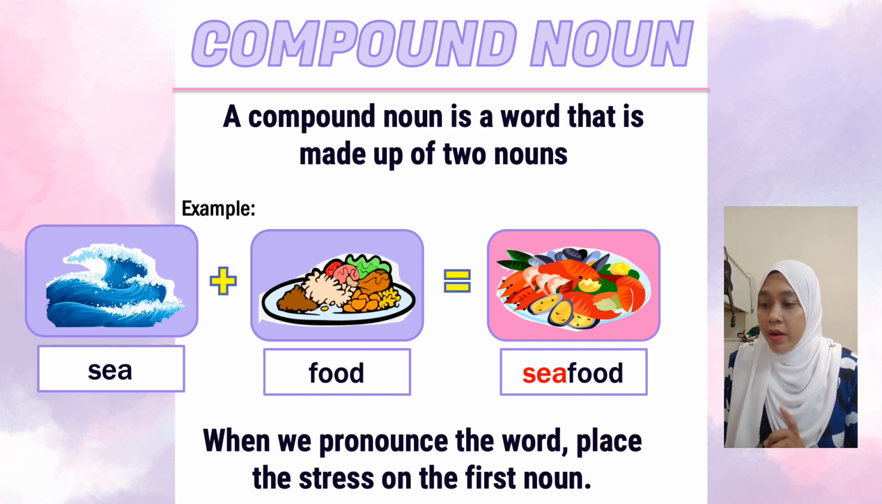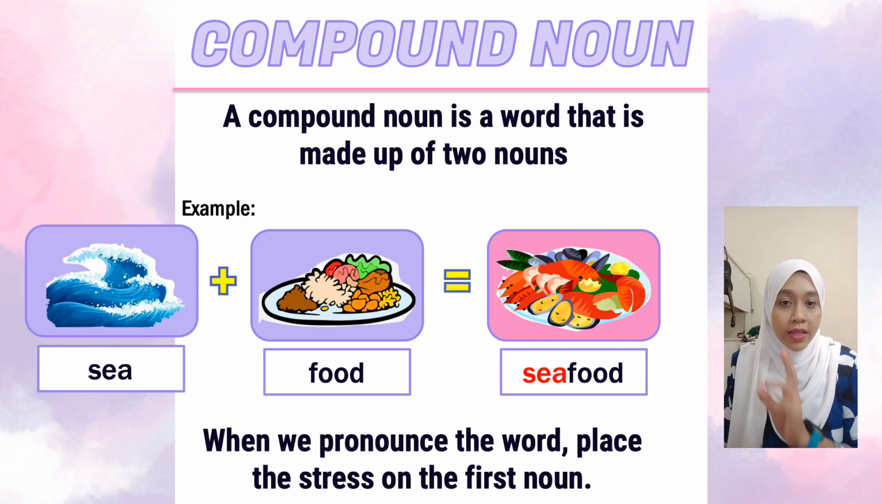Alright, when we pronounce the word, place the stress on the first noun. Okay, so in this case, the first noun is sea. So this is how we pronounce the word. Put the stress on sea, right? Seafood. Seafood. So the stress is on sea, not on food. So dekat sea tu kita kena tekankan sikit. Seafood. Okay?